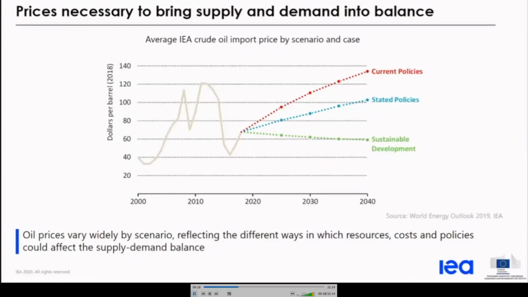And then also the Sustainable Development Scenario. In this scenario, the SDS works backwards from the energy-related United Nations Sustainable Development Goals to achieve universal energy access for all, improve public health outcomes, and achieves a net zero emission by 2070 with about a 50% chance of limiting a temperature rise to 1.65 degrees. You can see the variations in oil price that are used and needed in each one of these scenarios. And while oil price varies widely, and we show the smooth trajectories here, they do reflect the different ways in which resources, costs, and policies all affect the supply-demand balance.